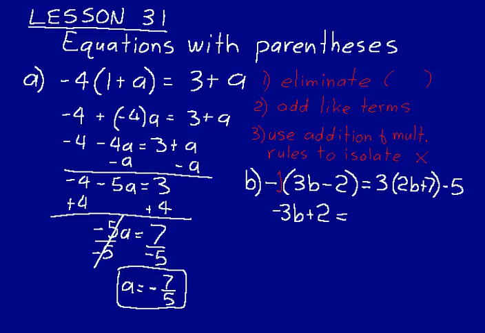And then on the right side we have 3 times 2b is 6b, and then plus 3 times 7 would be 21, and then add the -5 on at the end. So now let's go ahead and add like terms. Let's get the b's over on the left side, and so we would add a -6b to both sides.